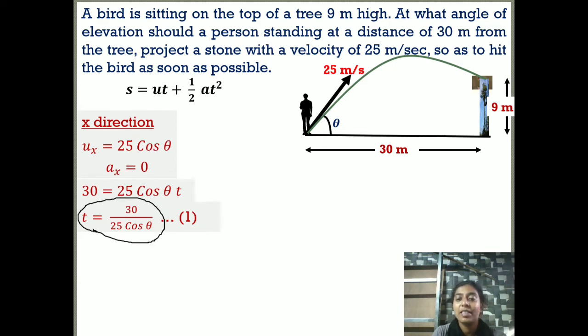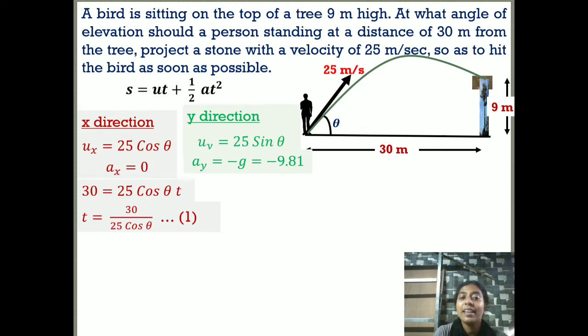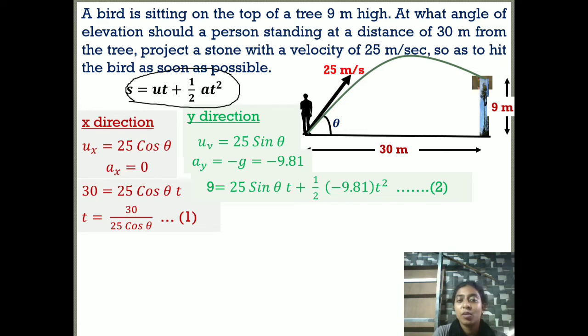Now we will consider the y distance. In y direction, the velocity component is equal to 25 sine theta and acceleration due to gravity is minus g, that is minus 9.81, because your direction of motion is upward. Now substituting in the equation s is equal to ut plus half at square, s is the vertical distance, that is 9 meter. So 9 is equal to 25 sine theta into t plus half into minus 9.81 t square.